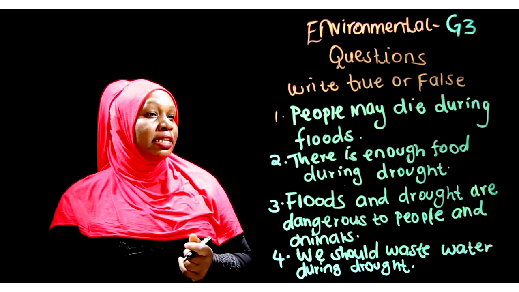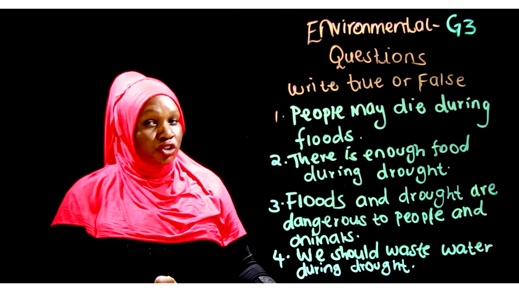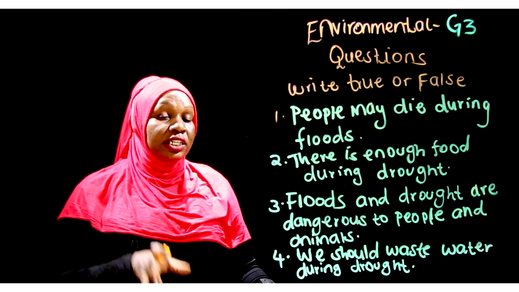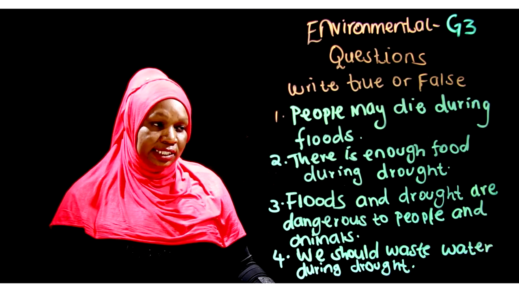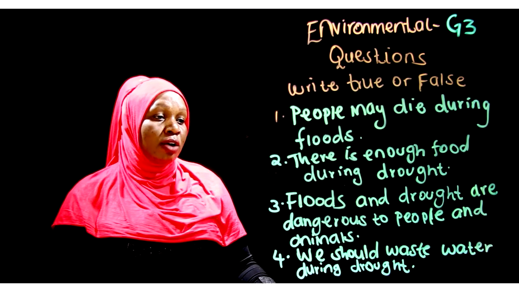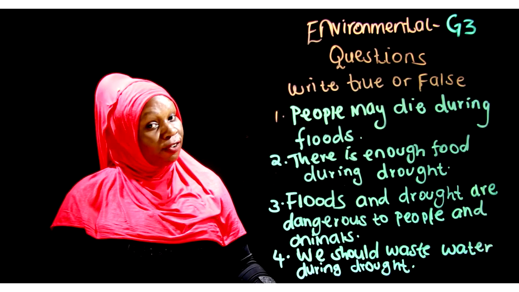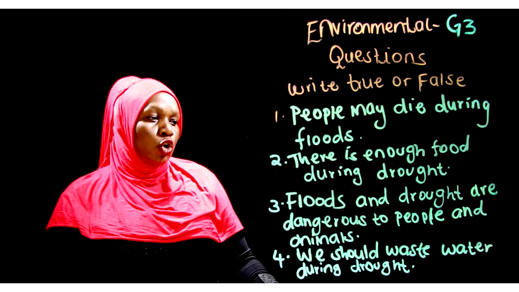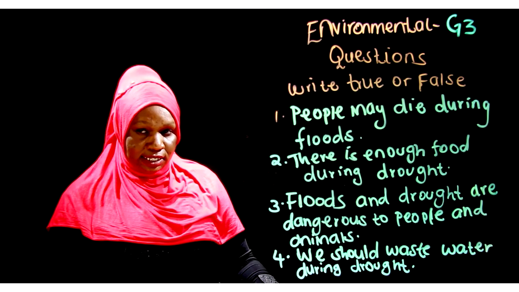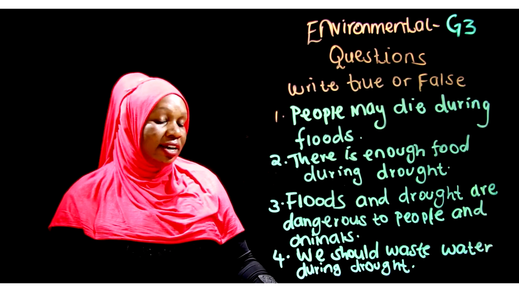First one, the first statement, people may die during floods. Is it true or false? The second one, there is enough food during drought. Is it true or false? The third one, floods and droughts are dangerous to people and animals. Is it true or false? Then the last one, we should waste water during drought. Is it true or false? Should we waste the water when there are droughts?